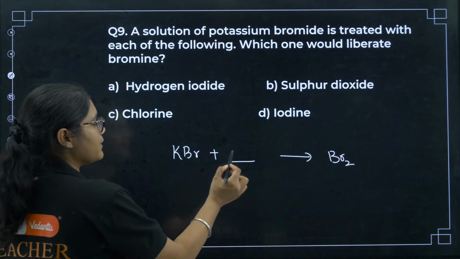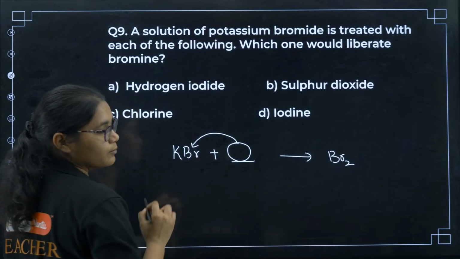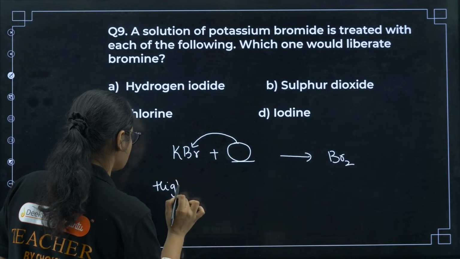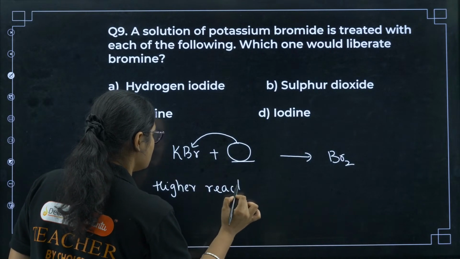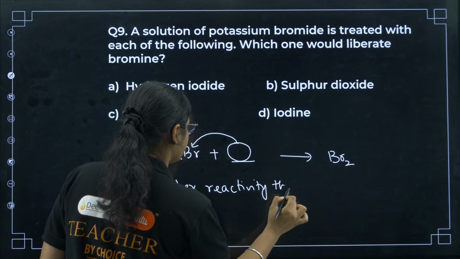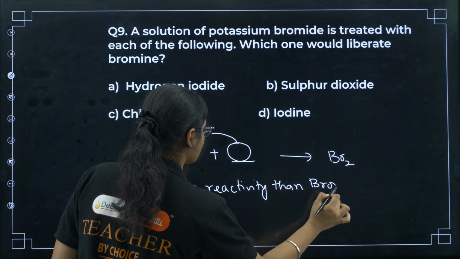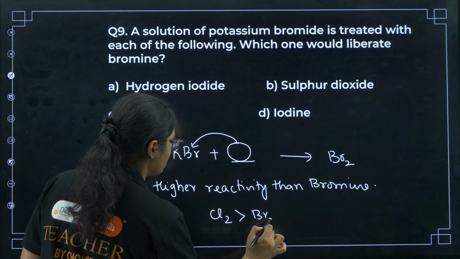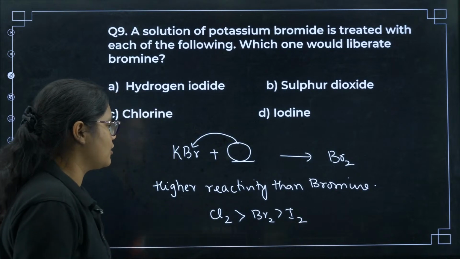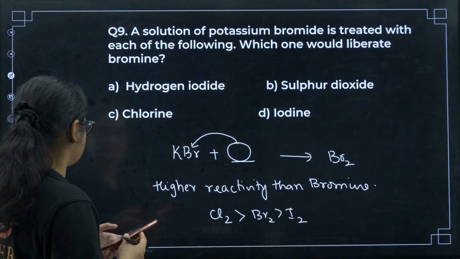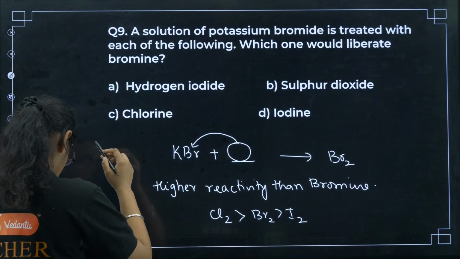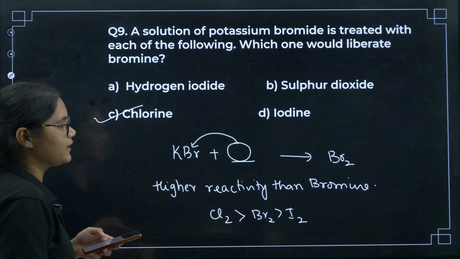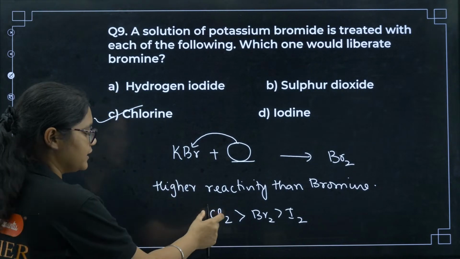Now you see, you require something here which can replace this bromine, right? We need something which has higher reactivity than bromine. If you know the order, it's chlorine, then bromine, and then iodine, right? Now I think all of you should be able to answer. Yes, very good. 9C is the correct answer. Chlorine is the correct answer. So chlorine is more reactive, right?